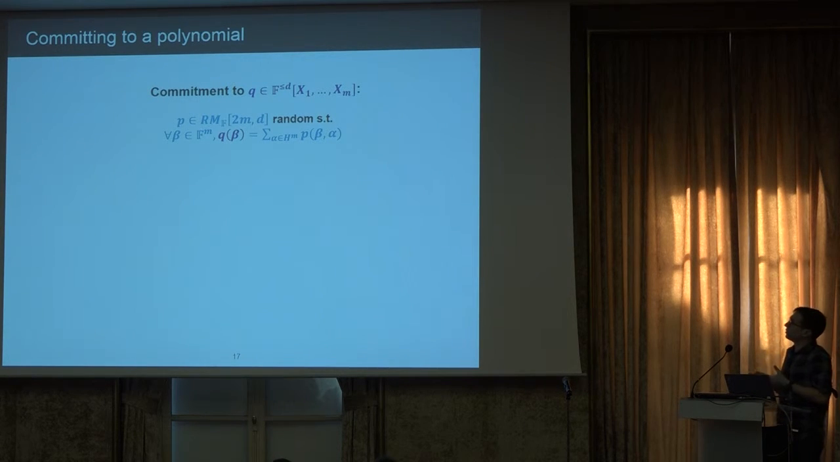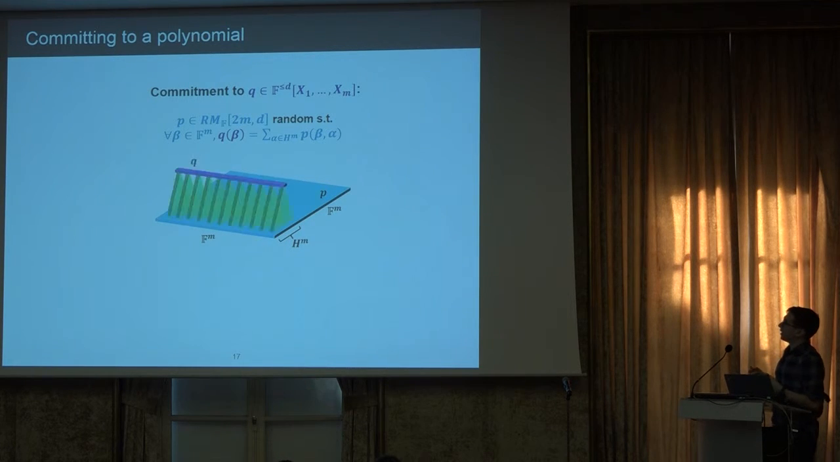The way that you do it is actually quite simple. I take a polynomial with many more variables. So it has 2m variables rather than m. And I say that I have a polynomial p and it's committing to a polynomial q, and the polynomial q is just given by summing out some of the variables, right? So it looks kind of like this. This is p, and q is given by summing out some of the variables over h to the m, right? So these triangles represent summing.